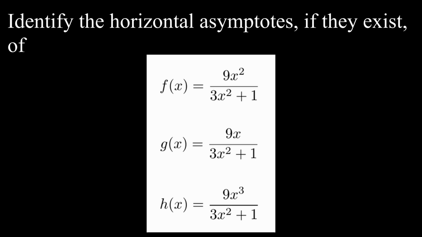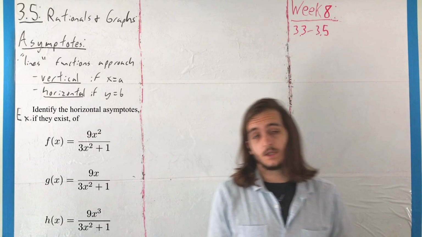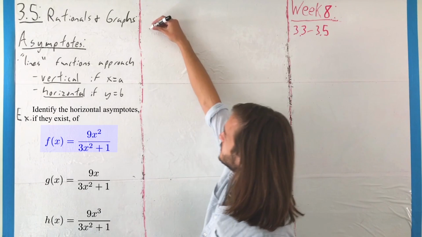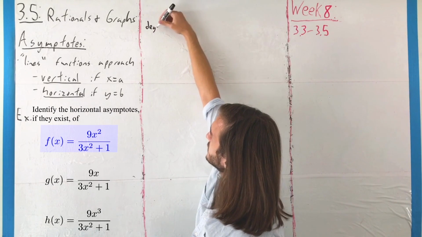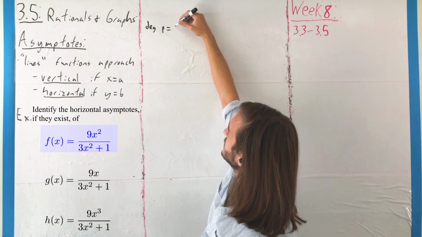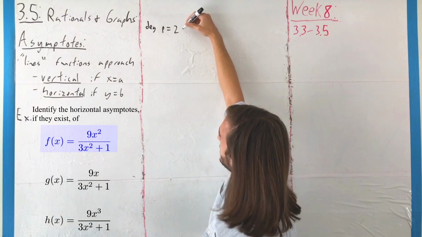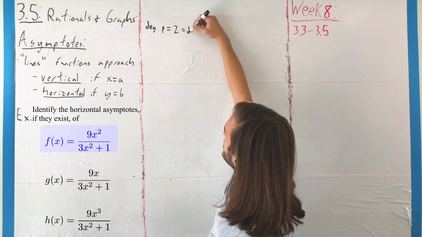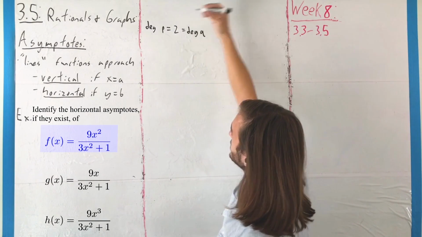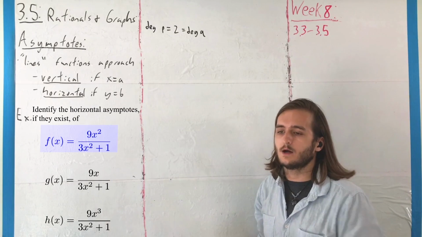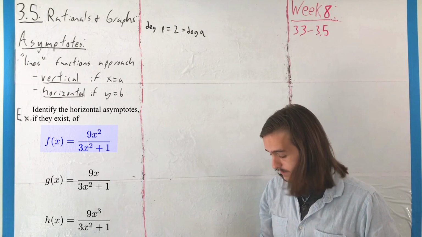So for this, we want to identify the horizontal asymptotes, should they exist, of the functions 9x squared over 3x squared plus 1, 9x over 3x squared plus 1, and 9x cubed over 3x squared plus 1. So in the first case, what we have to note there is that the degree of p is equal to 2, which is equal to the degree of q. But remember, we call p the one on top and q the one on the bottom.